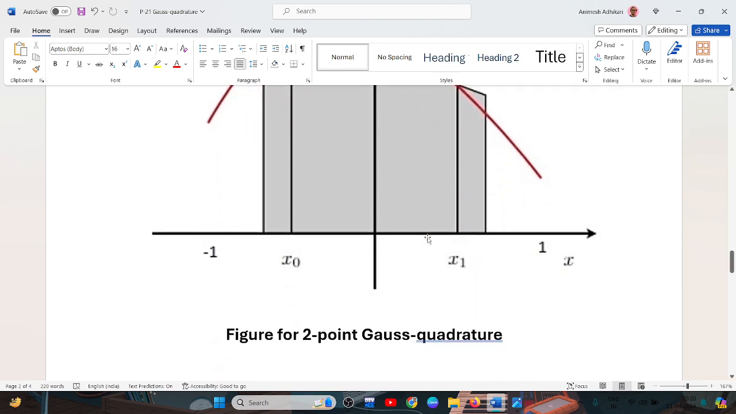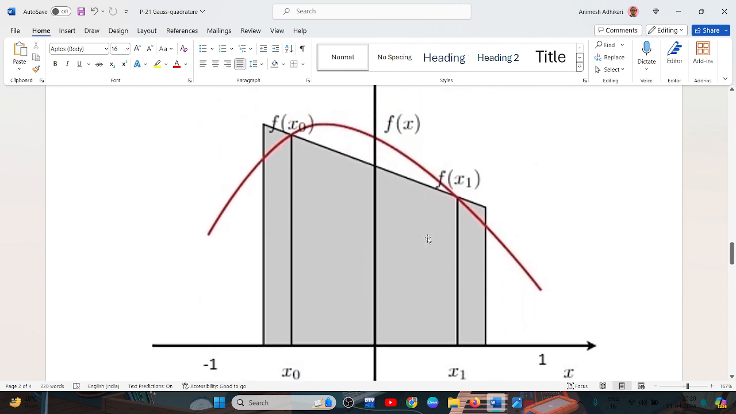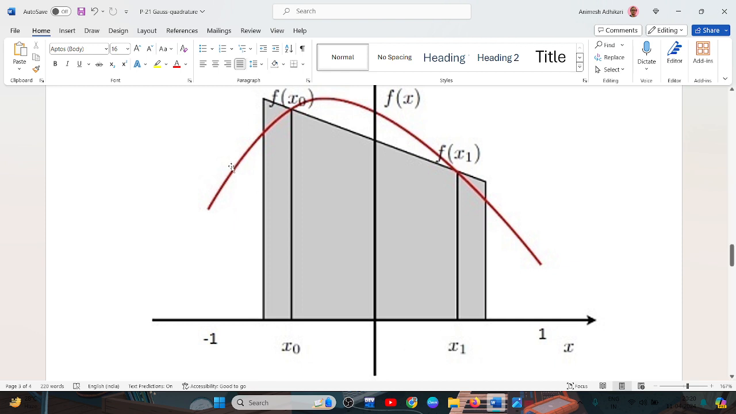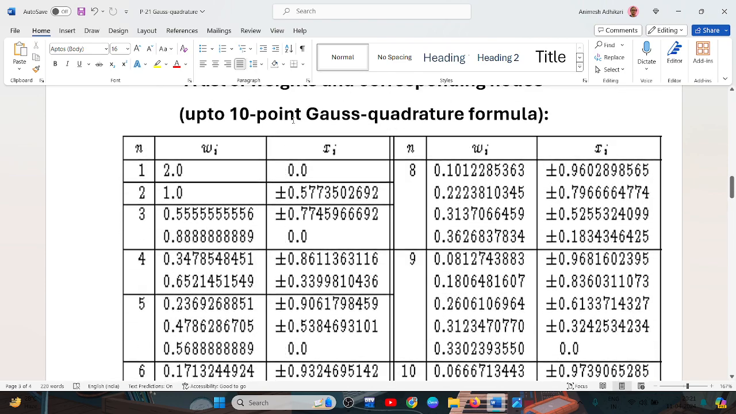And this figure is for Gaussian quadrature, the 2-point Gaussian quadrature formula. This is the function y equal to f(x), the red curve, and this is the point minus 1 and this is the point 1. So we integrate from minus 1 to 1 of f(x) dx. Here x0 and x1 are two intermediate points between minus 1 and 1, with corresponding f(x0) and f(x1), and the corresponding weights for 2 points are w1 equal to 1 and w2 equal to also 1.